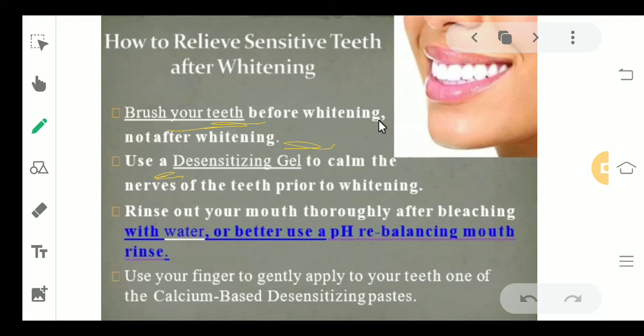Other thing which we can do is that we also have to rinse our mouth after we have undergone the bleaching treatment, so that any excess acid on the surface can be washed off and the pH is balanced. The next thing we can do is, there are calcium based desensitizing pastes available in the market. You can suggest the patient to use a fingertip to apply these pastes or gels on their tooth surface. This will also relieve the sensitivity.